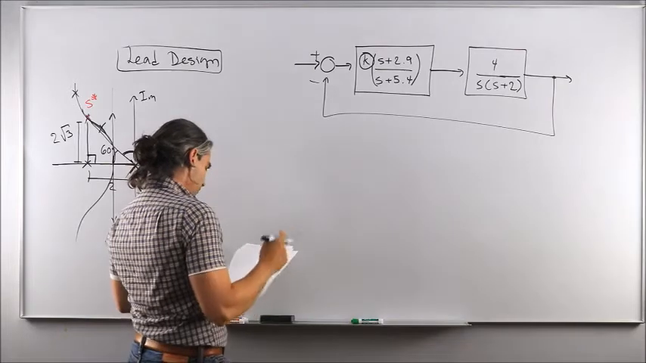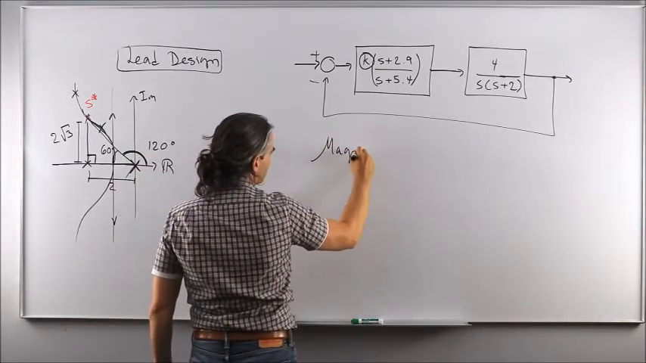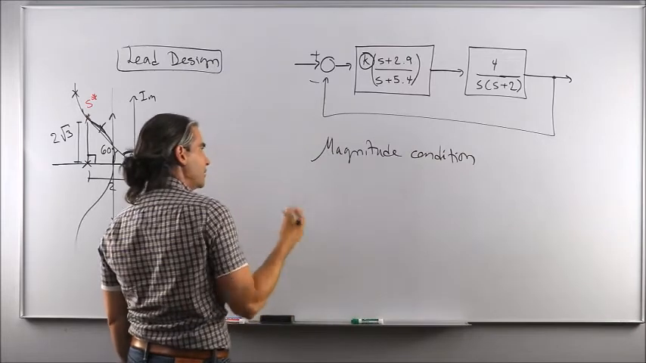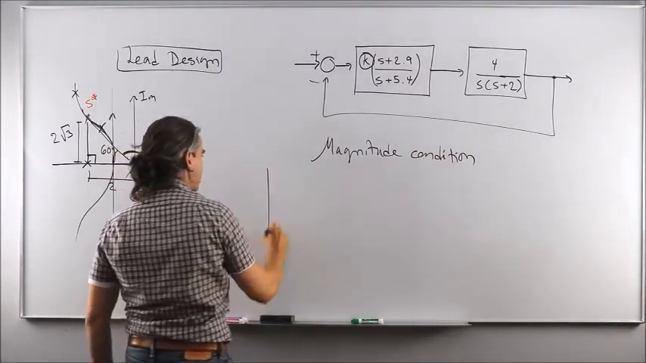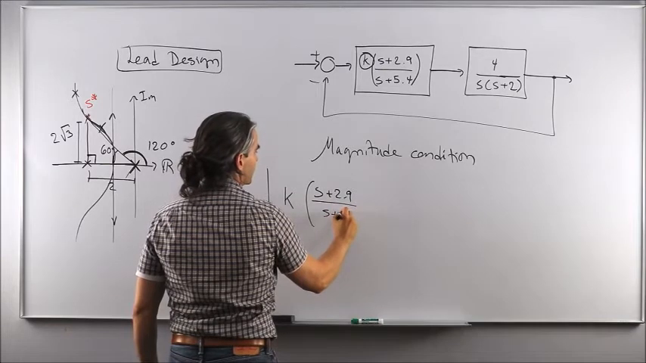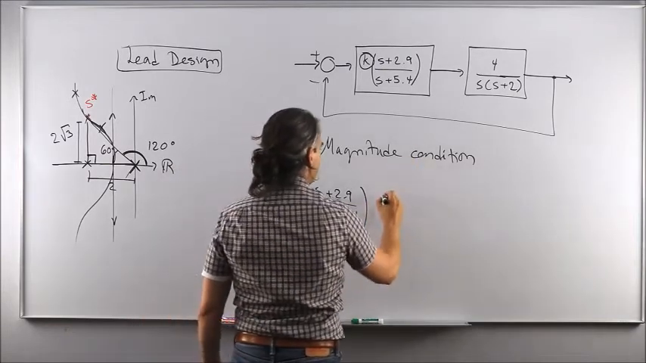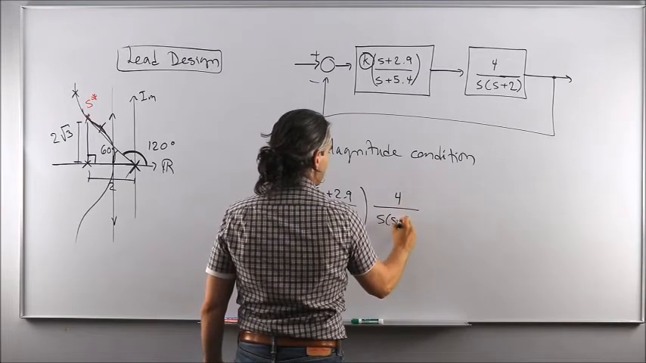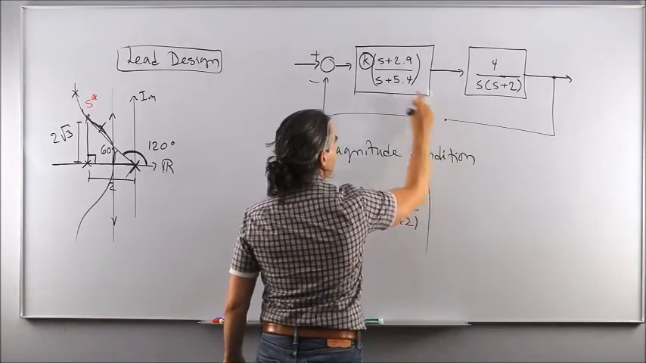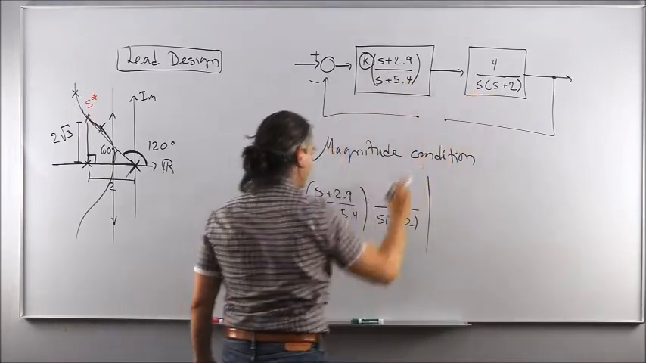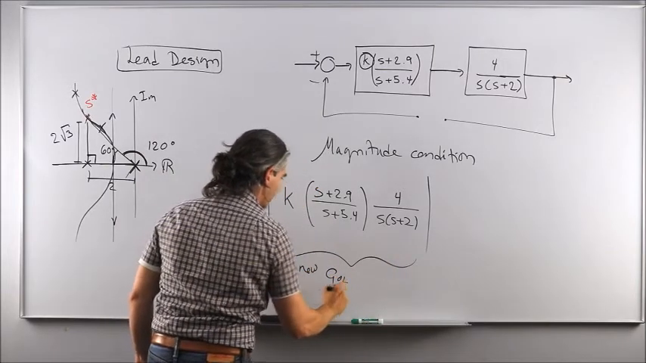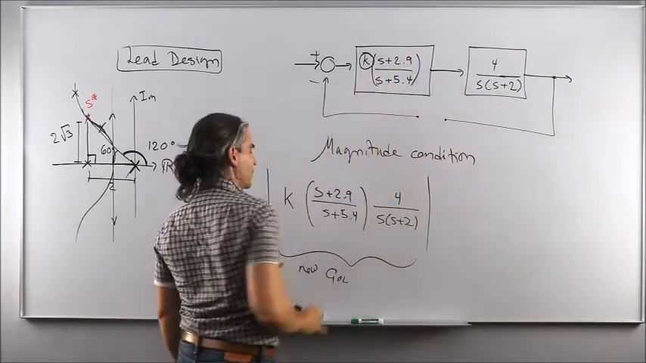Okay. The trick here is to use what's known as the magnitude condition to do that. Because the magnitude condition tells us that if you evaluate a transfer function, K times (2.9 s plus 5.4) times 4 over s, that's s plus 2. So in our case, evaluating the open loop transfer function, right? Just the multiplication of the compensator with the original open loop. That's what we have. Just want to make it clear that this is the new G open loop that comprises the former open loop plus our new compensator in front of it.